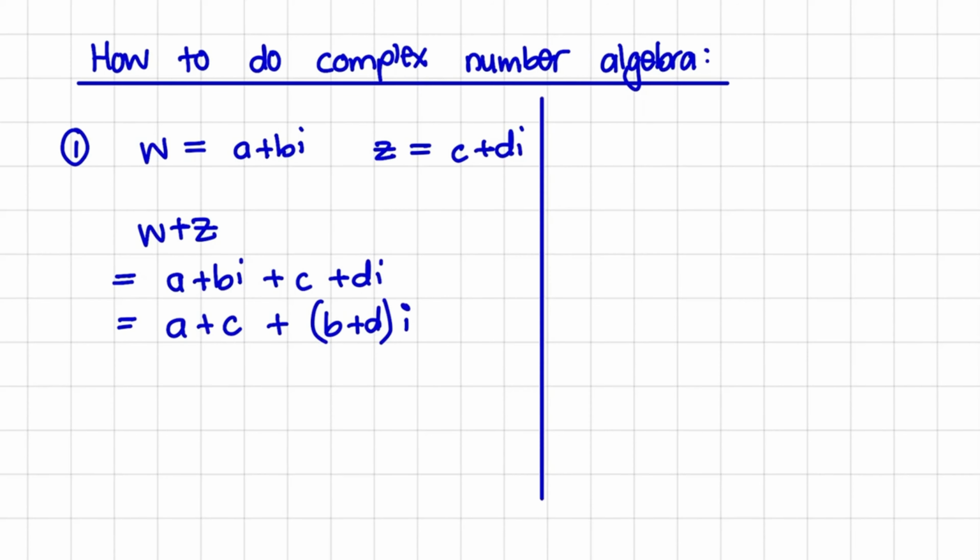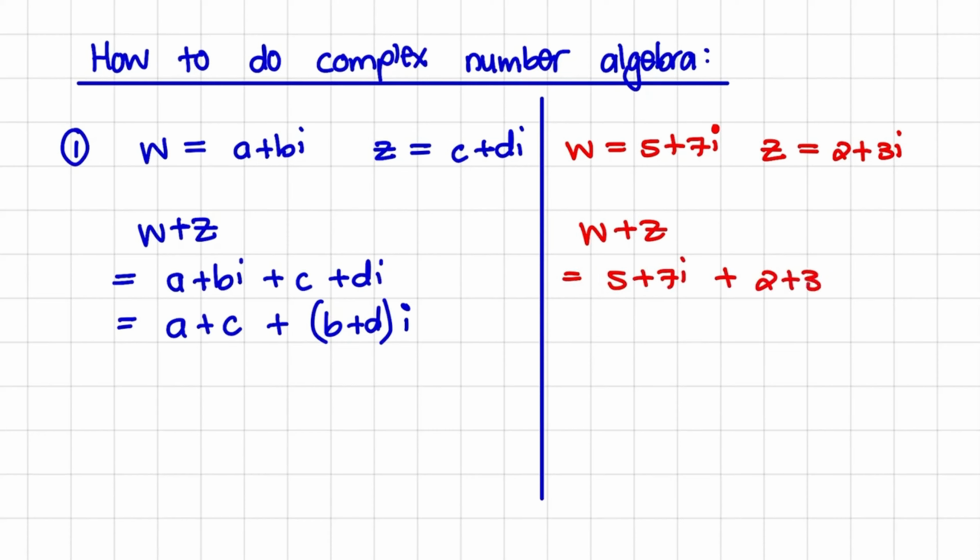Let us look at a simple example. Let us say that W is equal to 5 plus 7i and Z is equal to 2 plus 3i. So if we want to add W with Z, we will have 5 plus 7i plus 2 plus 3i. And I can add like terms together. So it'll be 5 plus 2, which is equal to 7, and then 7i plus 3i, which is equal to plus 10i. And that is how we add complex numbers with each other.